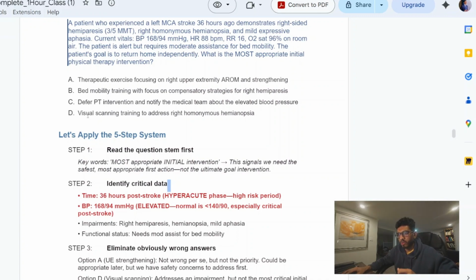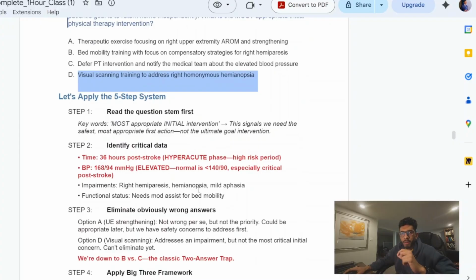Now, the other one is visual scanning to address right homonymous hemianopsia. For a patient whose BP is this high, a patient who is in a very acute stage of stroke, the focus should not be balance training. So we are taking out, obviously, option A and the other one out. They're gone.